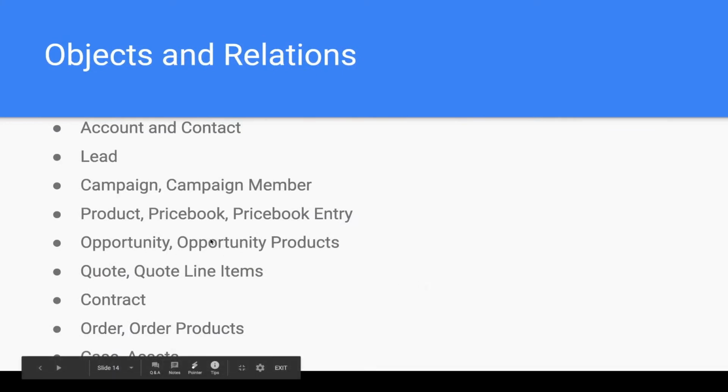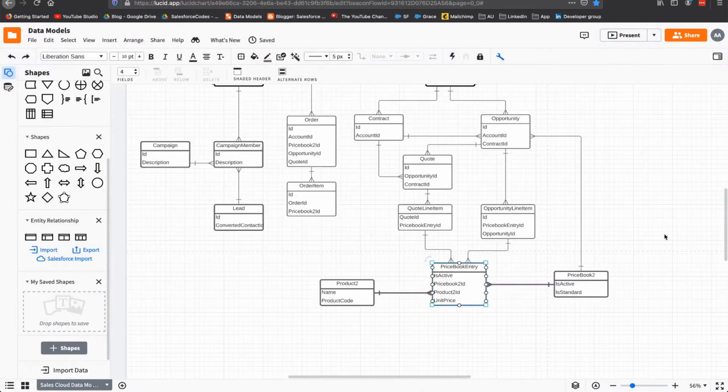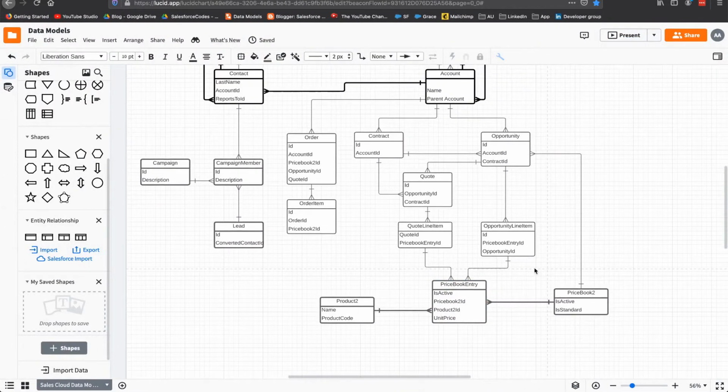Then the next one is opportunity and opportunity products. Opportunity products is the label that you are using, but in the backend the API name is opportunity line item. So we'll be using that interchangeably. It's opportunity and opportunity line items if you are talking about the API names. So those two objects are highlighted here.